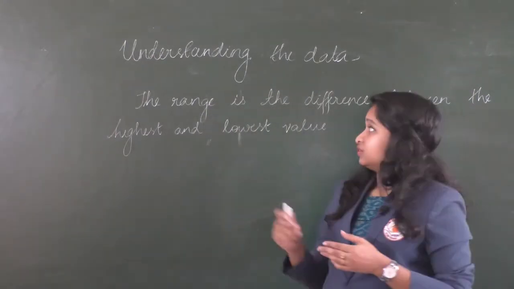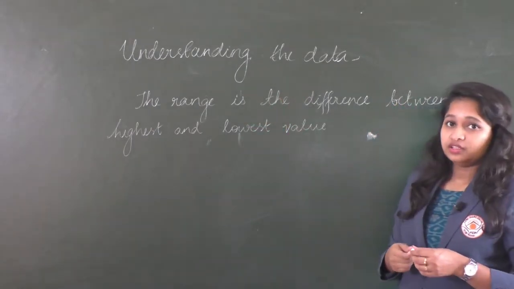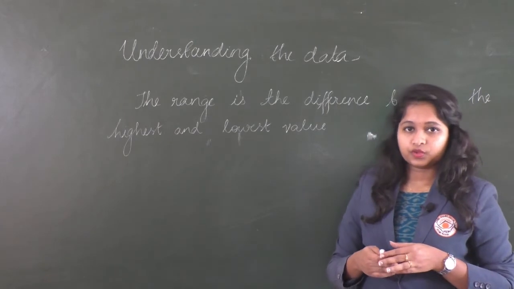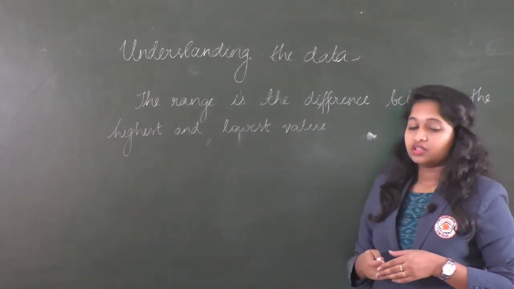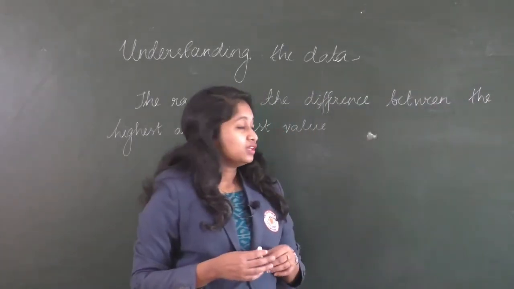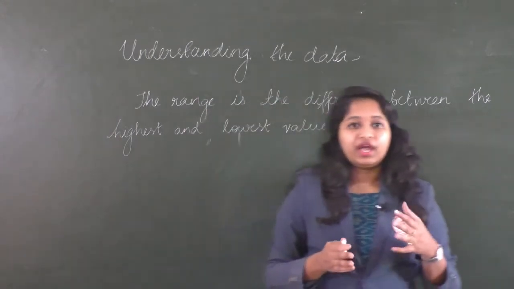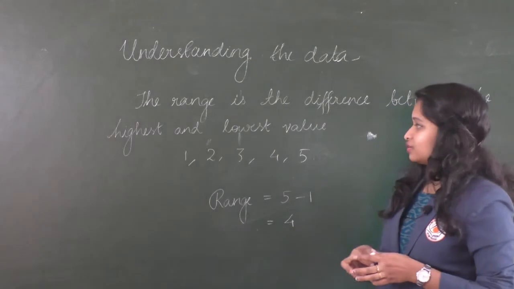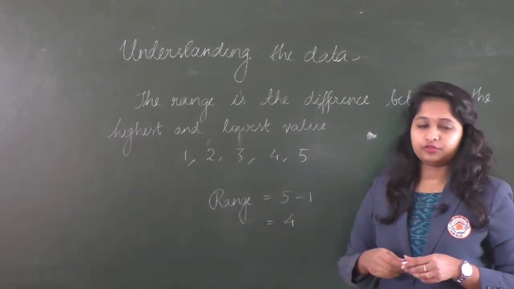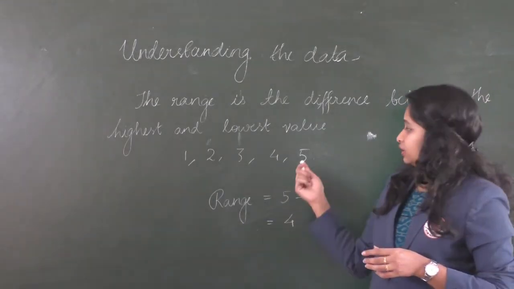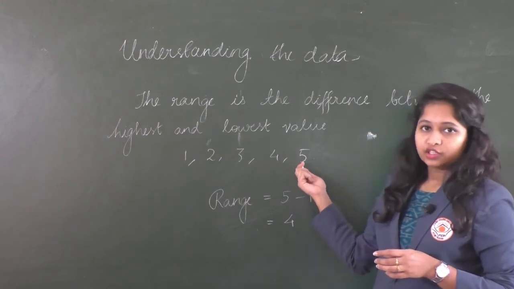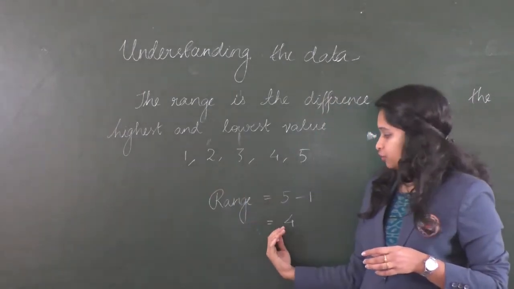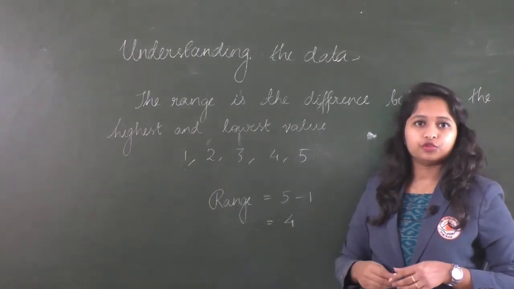So, under understanding the data, we should know what is range. Okay? The range is the difference between the highest value and the lowest value. For example, if you have some data like 1, 2, 3, 4, 5, then the range would be the highest value minus lowest value. So, 5 minus 1 is 4. So, the range would be 4.